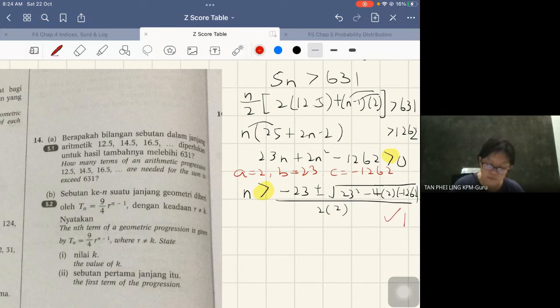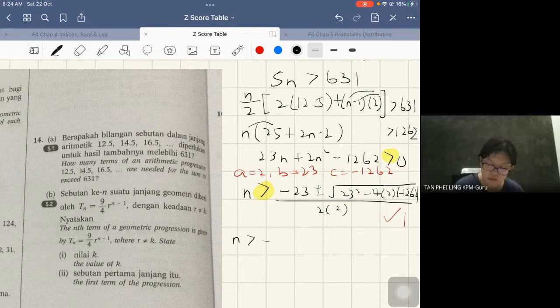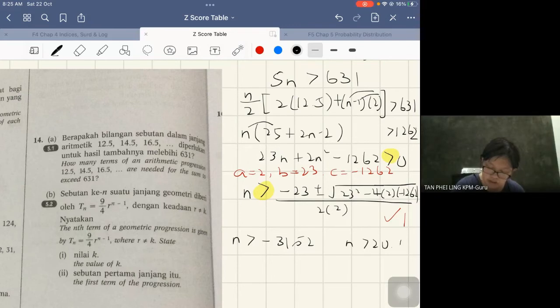Then we move on. And n should be bigger than this. Press the calculator. Do you want the value or do you not want the value? Yeah, I want the value. So negative 31.52. Negative 31.52 some more, because it's a plus minus. I want another value also. 20.02. Yes. Okay. You can straight away come to this point.